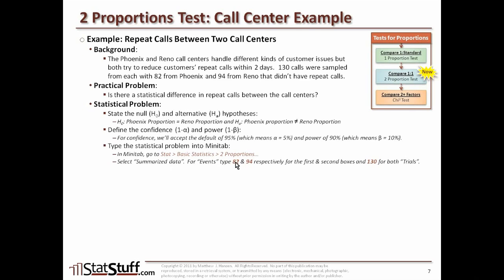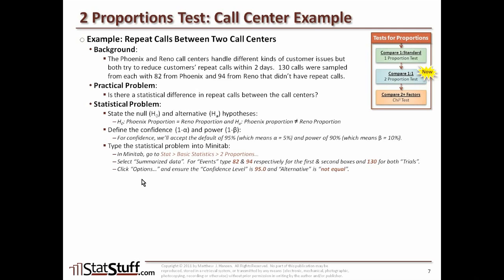So instead, we're going to type these values in the Events column. We're going to type in 82 at the first one, and then 94, like we showed in the prior slide. And then in the next column, under the Trials section, we're going to put in 130 for both of them, because there were 130 samples from each of those locations. 82 is for Phoenix, and 94 that we typed in is for Reno.